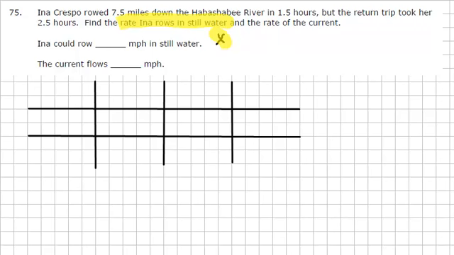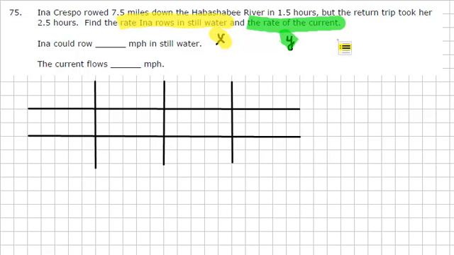We also need to find the rate of the current, so we'll pick a different variable to represent that amount. Let's use the letter y. So x is the rate that Ina rowed in still water, and y is the rate of the current. The next thing that we'll do is organize the information in a table.